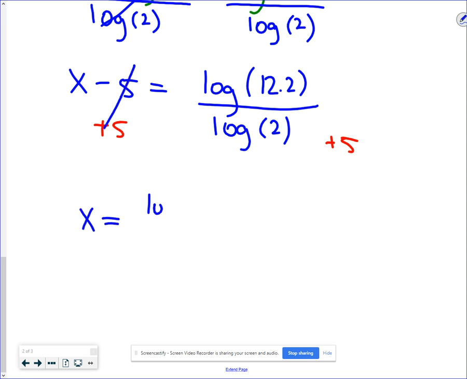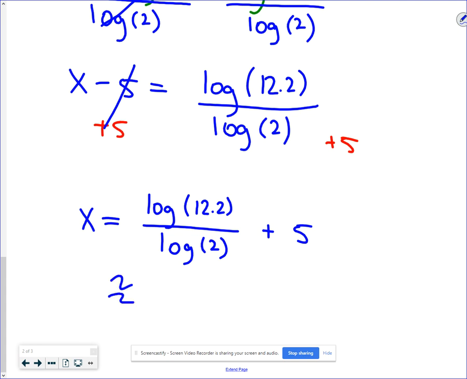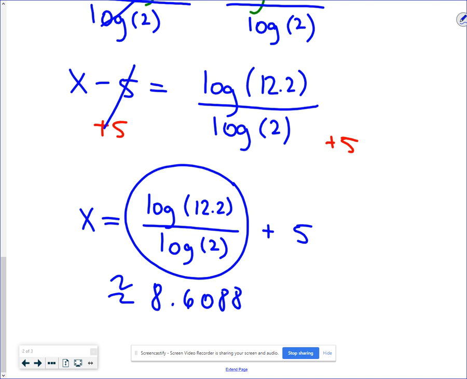x is equal to the log of 12.2 divided by the log of 2, whatever that answer is, plus 5. And you can do this on your calculator. What I recommend is you do this first, hit equals, and then go plus 5. And you should end up with 8.6088.